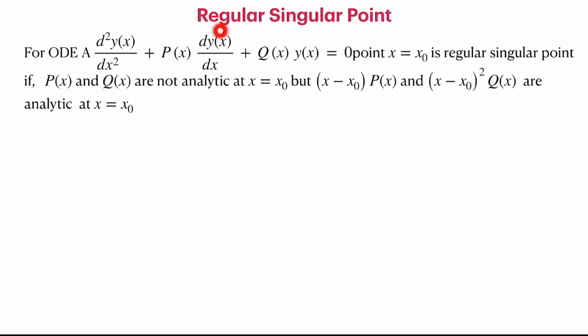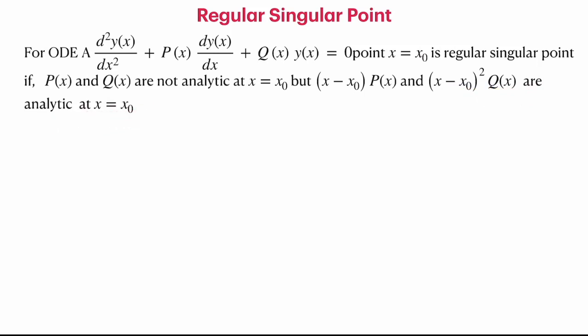For an ordinary differential equation of the form d square y by dx square plus p of x into dy by dx plus q of x into y is equal to 0, a point x is equal to x naught is a regular singular point if p of x and q of x are not analytic at x is equal to x naught, but (x minus x naught) into p of x and (x minus x naught) whole square into q of x are analytic at x is equal to x naught.